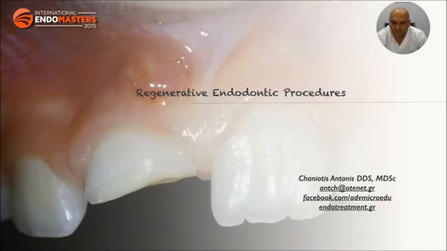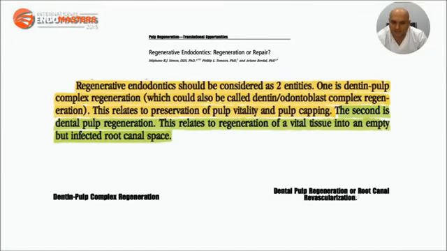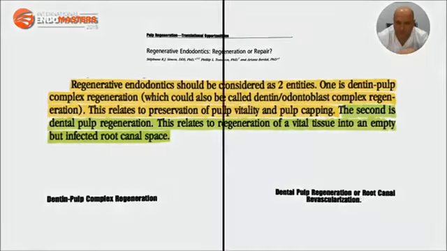My topic for this meeting would be about regenerative endodontic procedures. And when discussing regenerative endodontic procedures, I agree with Professor Simon and colleagues that we have to differentiate between two entities. One is dentin pulp complex regeneration, which could also be called dentin odontoblast complex regeneration and relates to the preservation of the pulp vitality and pulp capping. And the second one is the dental pulp regeneration that relates to the regeneration of a vital tissue into an empty but infected root canal space.